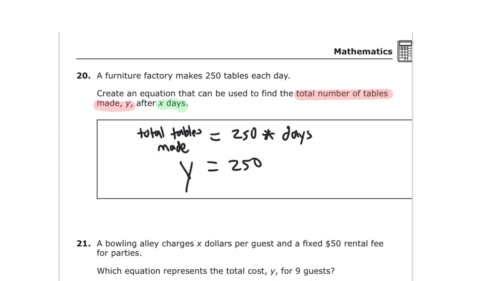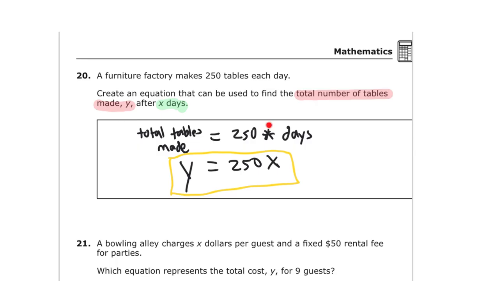So that's going to be 250X. So therefore, this should be the answer. For my student watching, hopefully it's very clear that since 250 is sort of glued to this X, that implies that it's 250 times X.